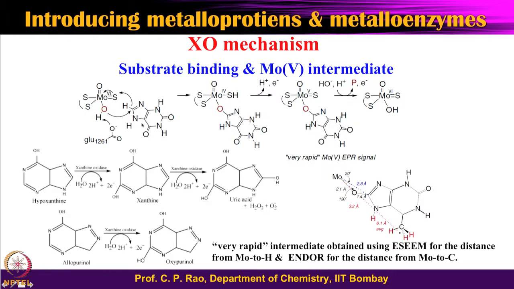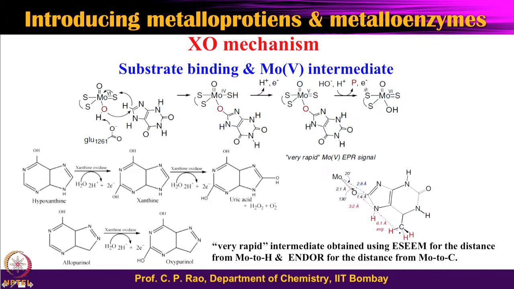So, when it binds to the molybdenum, starting from 6 it will go to 4, and with one electron and one more electron it will go back to 6 and release the product. When it goes here, the P is nothing but the product. Okay? So, product is what? Oxidized form. Okay? So, hypoxanthine to xanthine, then xanthine to uric acid. So, this we know already.